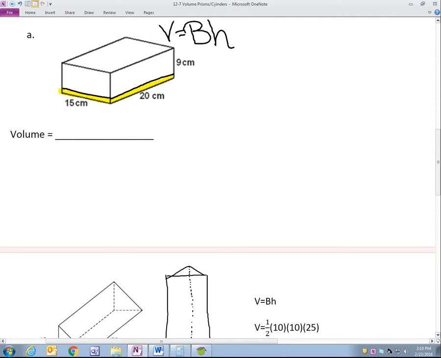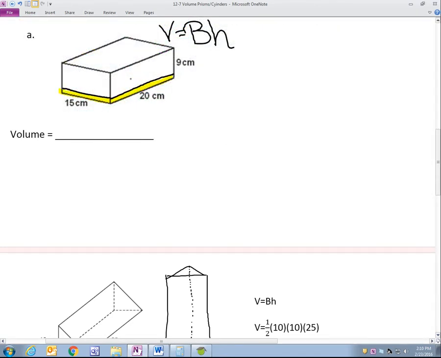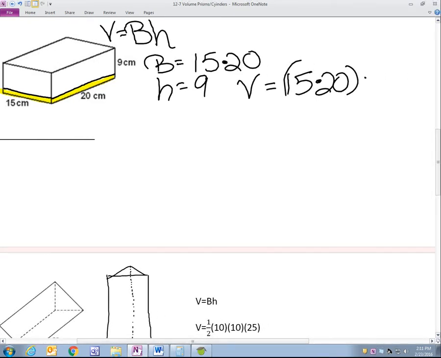So I have to find the amount of surface area on the first floor. So my base is equal to 15 by 20. My height is 9. So I'm going to plug this into the formula. 15 times 20 times 9.